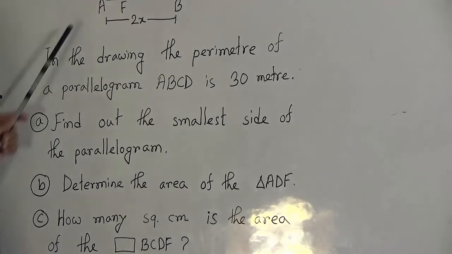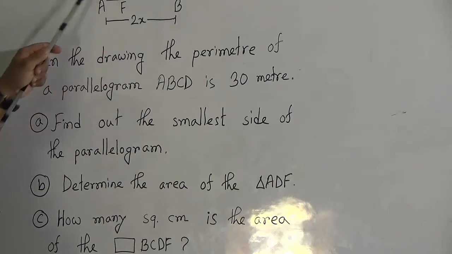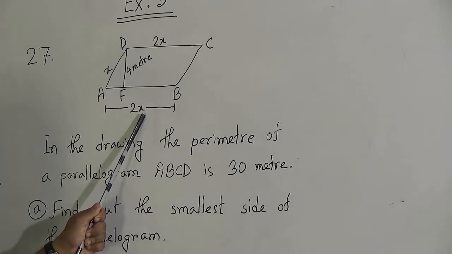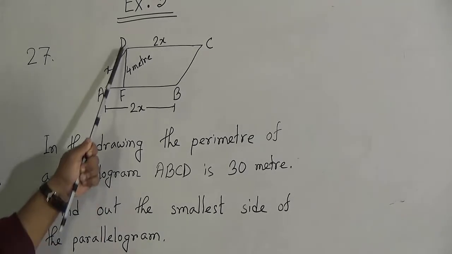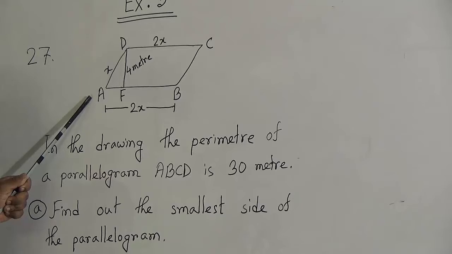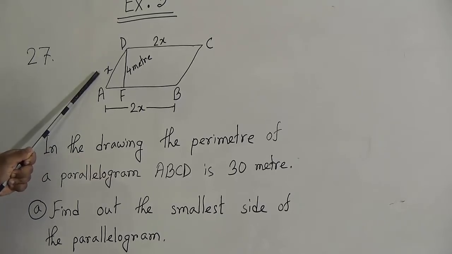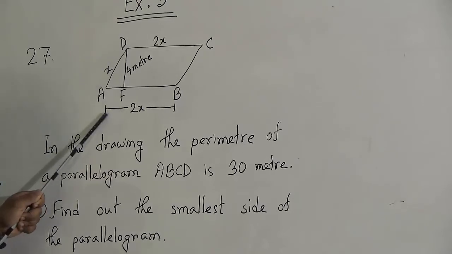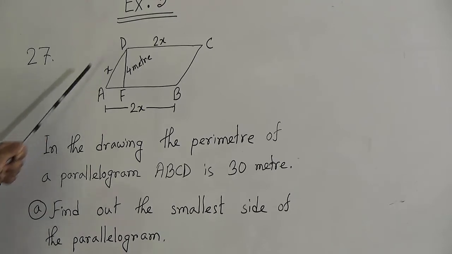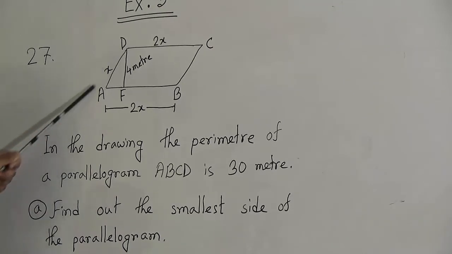That means the parallelogram is given here, ABCD. Which one is the smallest side? Look at the figure. The side AB is twice x in meter, because this height is also 4 meter is given, and this side AD is x meter. My dear students, so this is the longest side AB and this is the smallest side AD. Okay, we need to find out the smallest side AD in activity A.